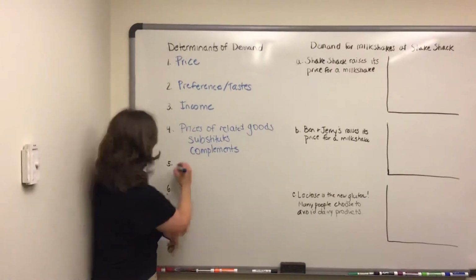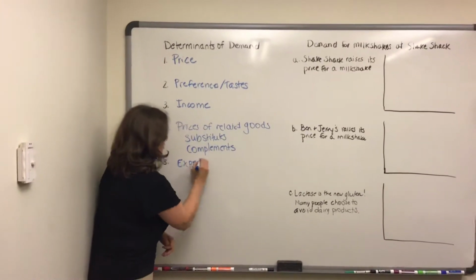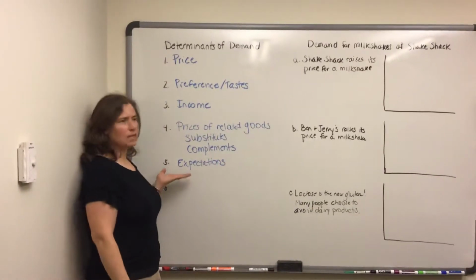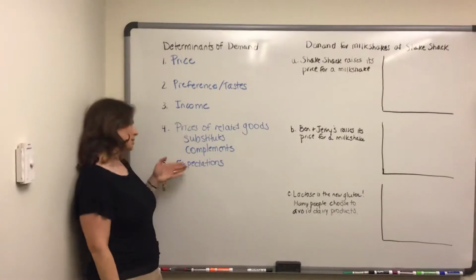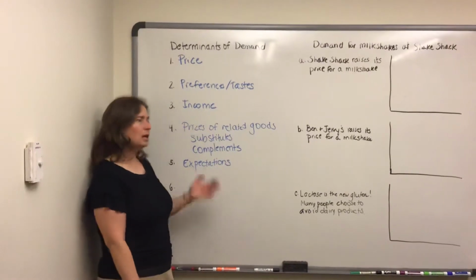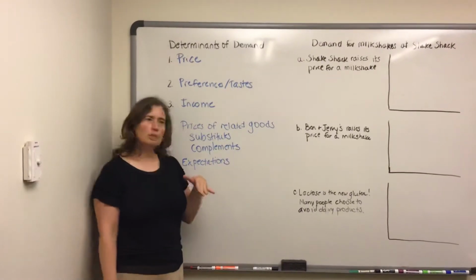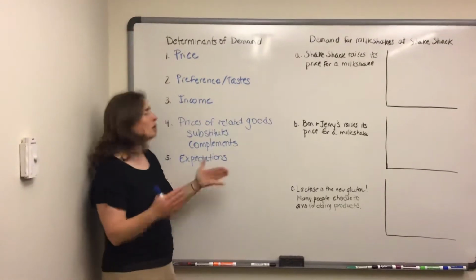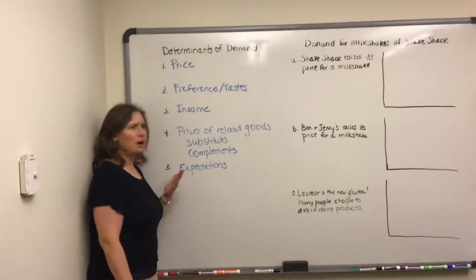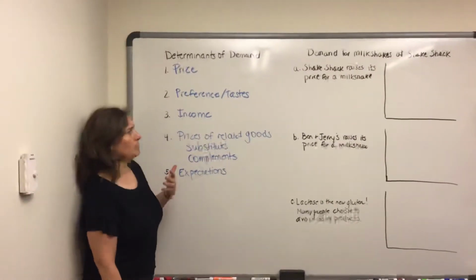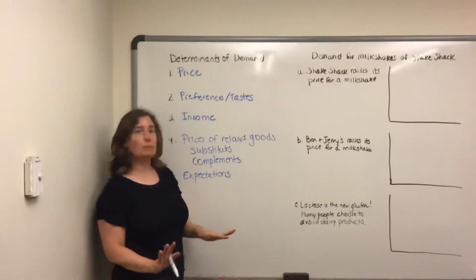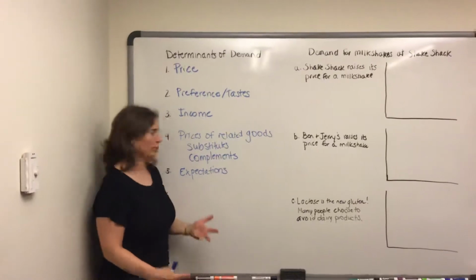A fifth determinant of demand is expectations. This might involve expectations about potential future price movements. If you expected a price to rise, you might stock up on the item today. If you expected the price to fall, you might wait before buying it, and that would cause a change in your demand. Expectations might also involve other factors than price. Maybe you're hoping that consuming this product will make you healthier, or you might be wary of consuming it if you think it's going to make you feel bad.